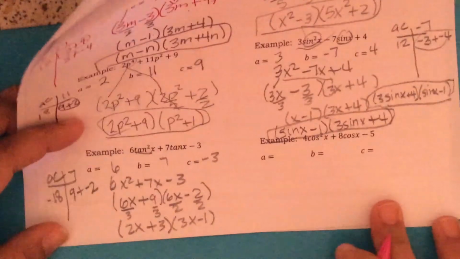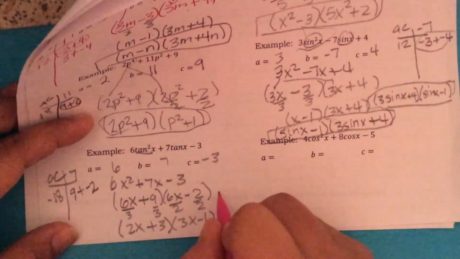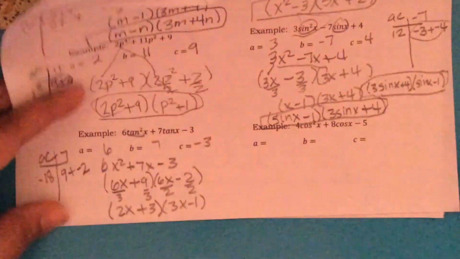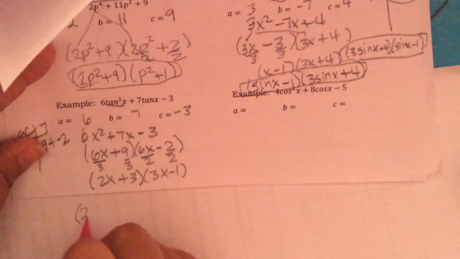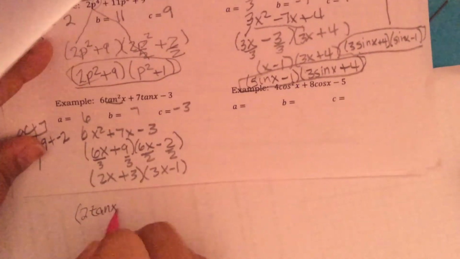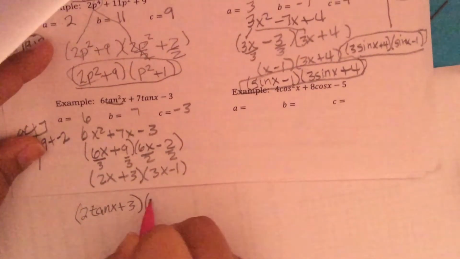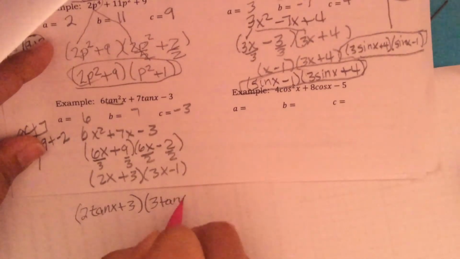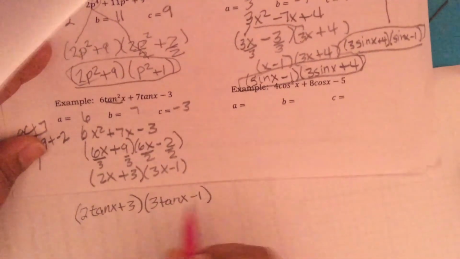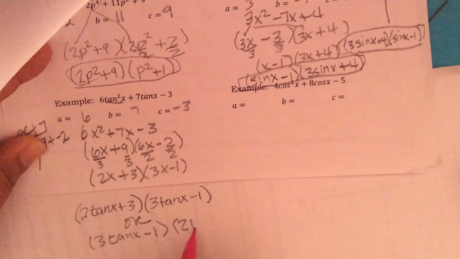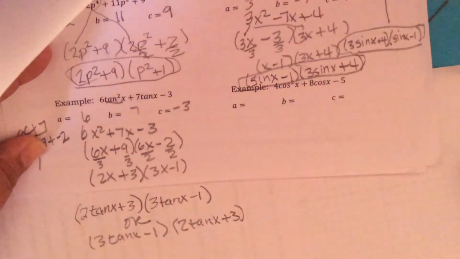And then we're going to put the tangent back in. So now we're going to have, so this is going to end up being 2 tangent of x plus 3 times 3 tangent of x minus 1. So that's one way you could see it, or you can switch, or the other way you can write it is as 3 tangent of x minus 1 times 2 tangent of x plus 3. Both are the correct answers.